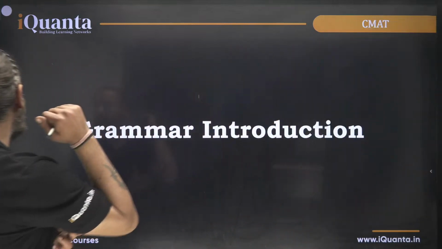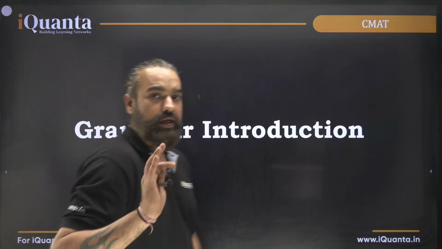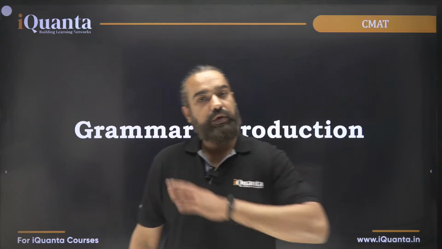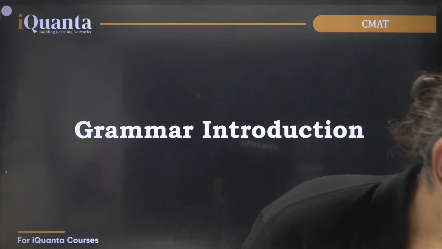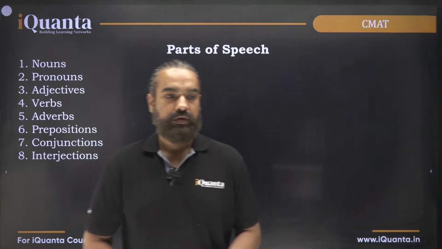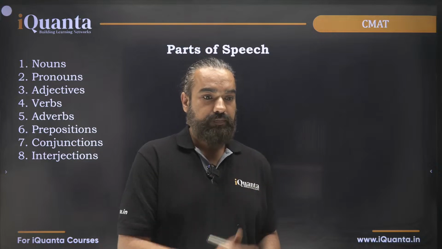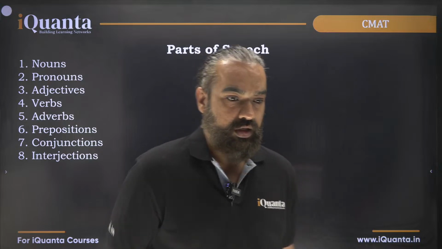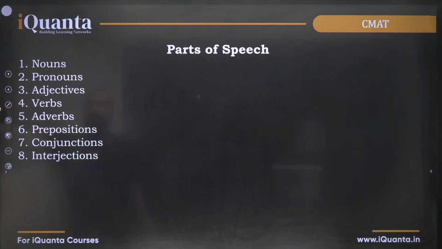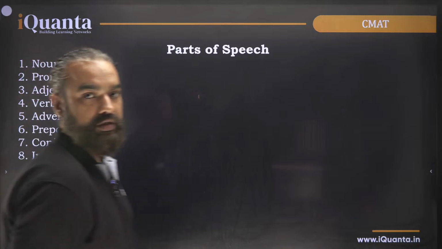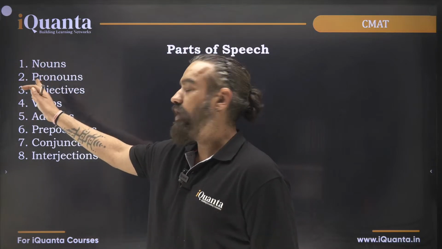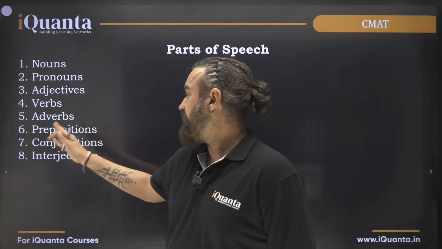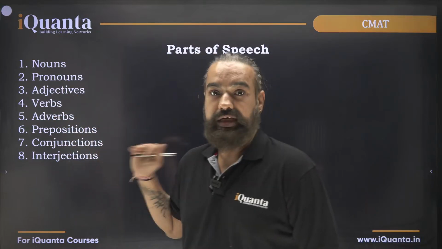There are 8 parts of speech basically. When I talk about a part of speech, you cannot just define that this word is a certain part of speech. You will have to take a look at the word, see what its function is, and then decide what part of speech that word is. They're listed in front of you on the board. You have nouns, pronouns, adjectives, verbs, adverbs, prepositions, conjunctions, and interjections.